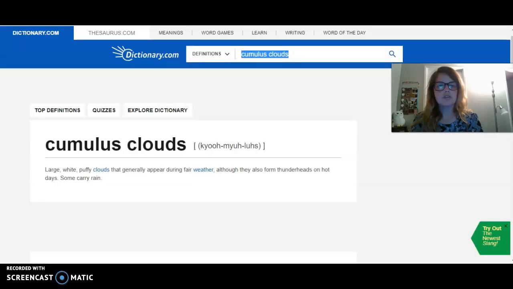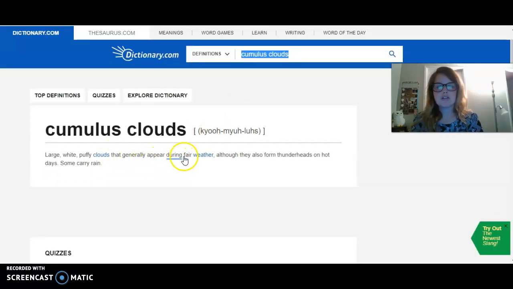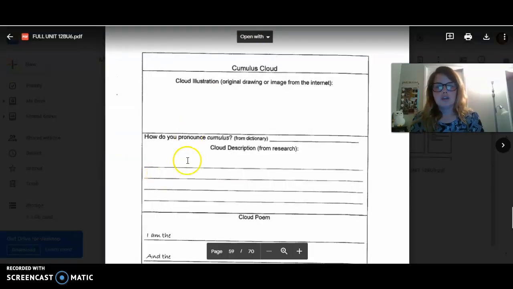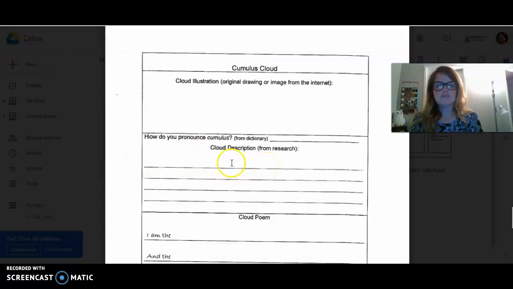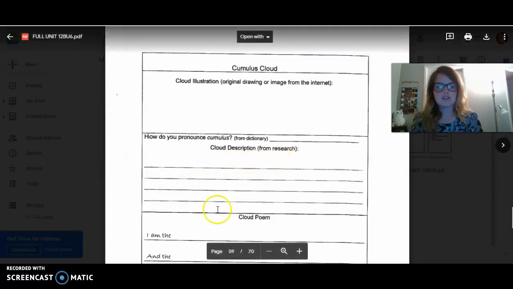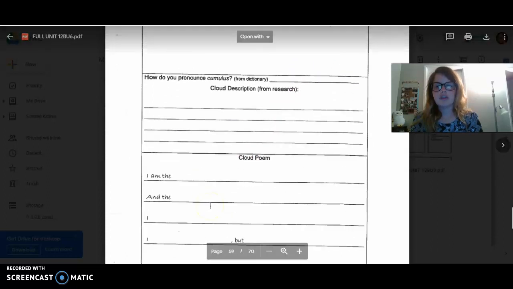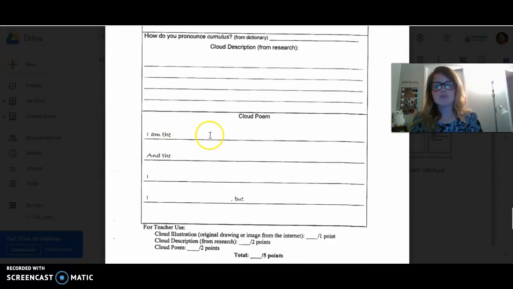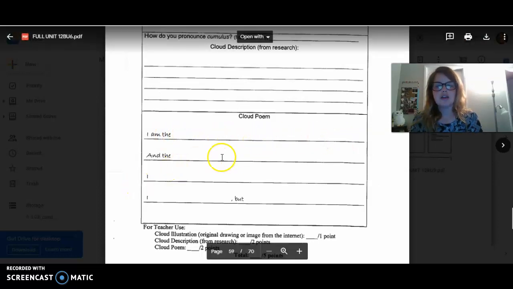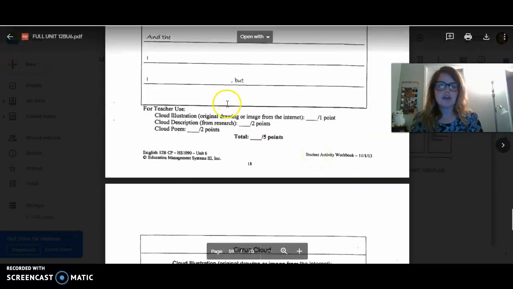Cloud description from research: large white puffy clouds that generally appear during fair weather, although they also might form thunderheads on hot days. They may carry rain. So big, fluffy clouds that usually you see in movies and cartoons and things like that, may carry rain. And then my poem: I am the rain bringer, the standard, the beautiful. I don't know, and then just go on, right? And then you'll get 2 points for each of that.